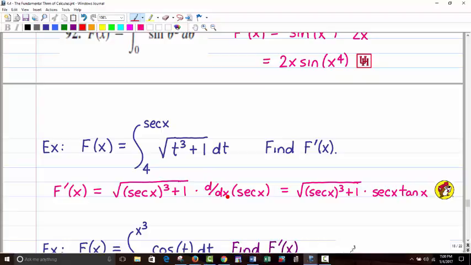So obviously you need to know what the derivative of the secant is. And then it would be the square root of sec cubed plus 1 times the derivative of secant, which is sec tan. And Bucky approves of that answer.